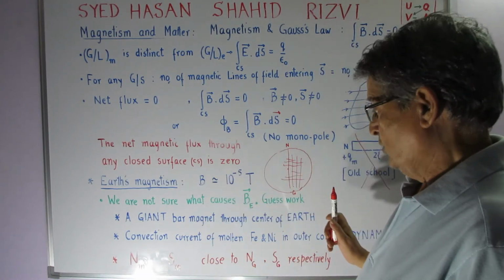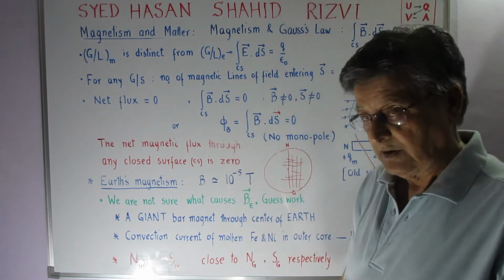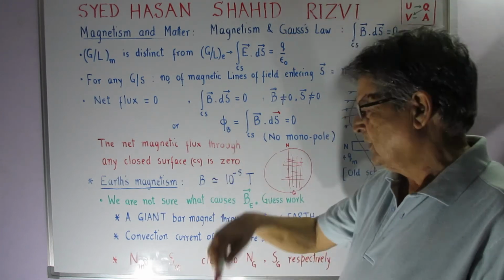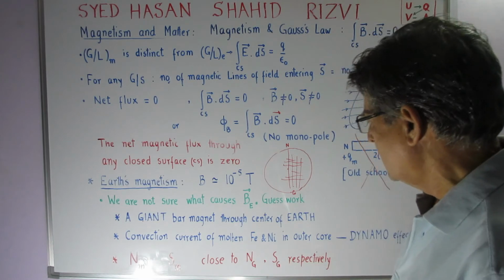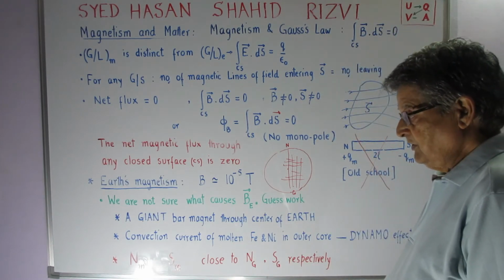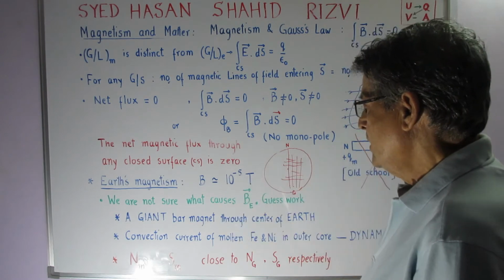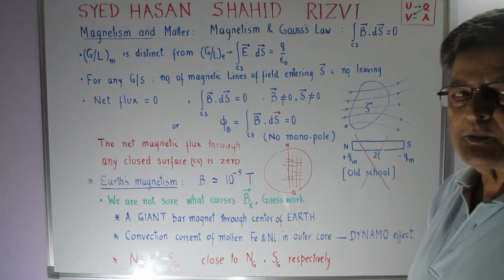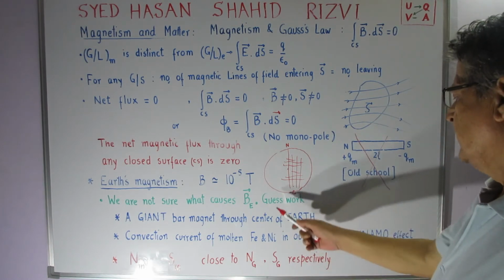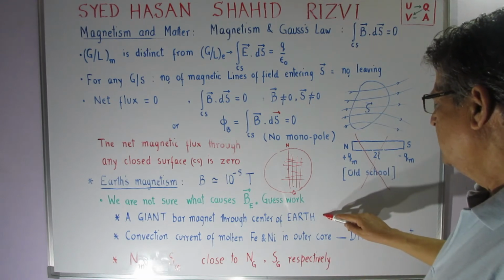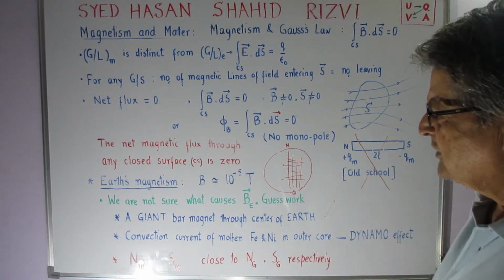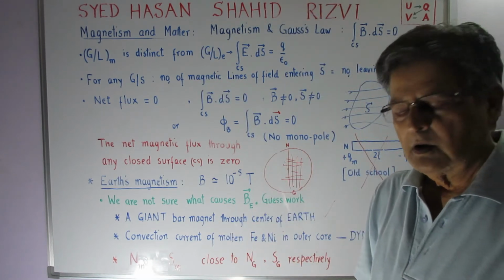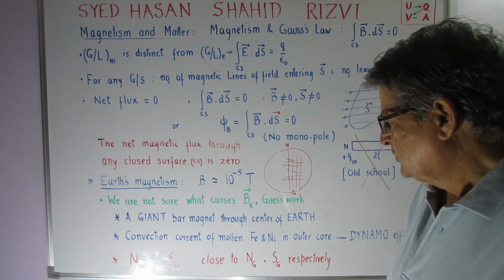Now, this is for sure that there is a magnetic field: Earth's magnetic field, with a horizontal component and a vertical component. But even today we are not sure what causes the magnetic field of the Earth. Many theories were proposed with guesswork, and initially people thought that there is a giant, big bar magnet through the center of the Earth, going from the South Pole to the North Pole.